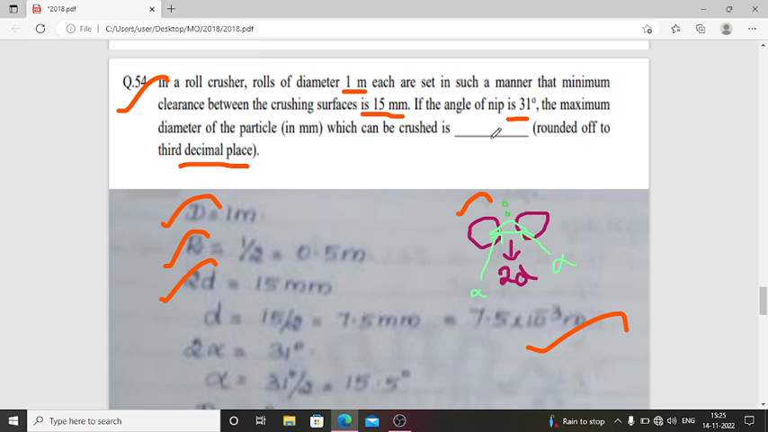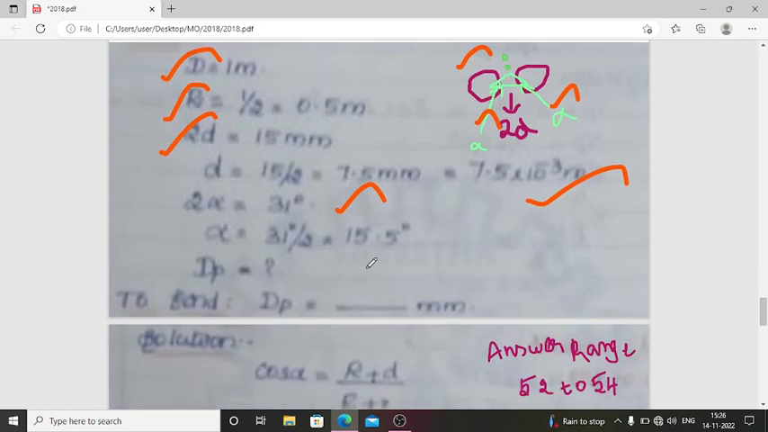Next one, angle of nip. The angle of nip is 2 alpha. This is alpha, and this is also alpha, right? So here 2 alpha is equal to 31 degrees. This is the angle of nip. From this, alpha is equal to 31 divided by 2, 15.5 degrees.